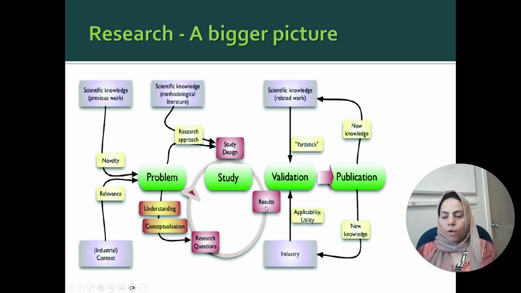So once you have the result of one of the studies, so that means again you have to go through the cycle again. That might be able to answer one of your research questions, या it will be able to answer a part of your research question.